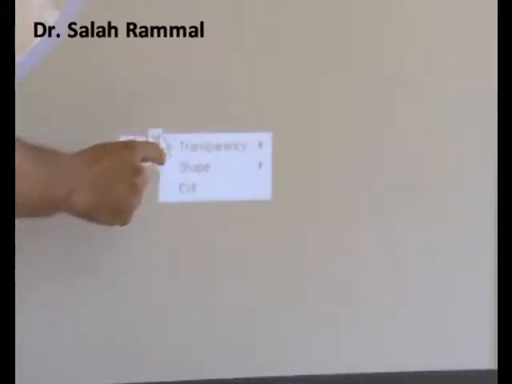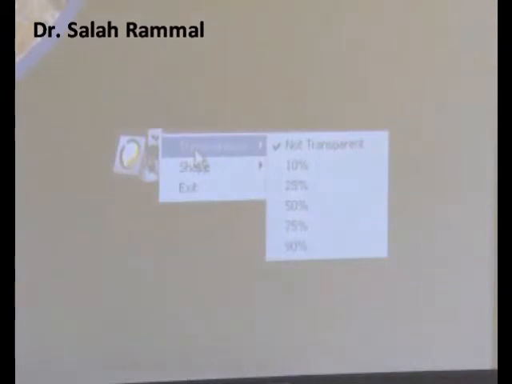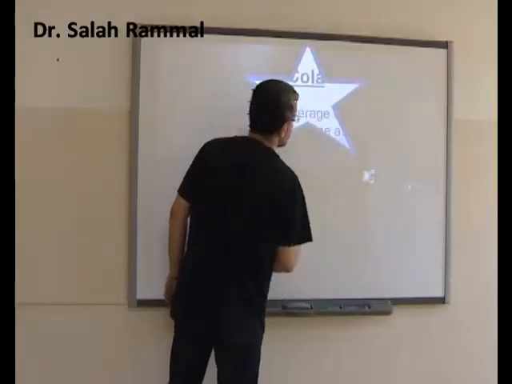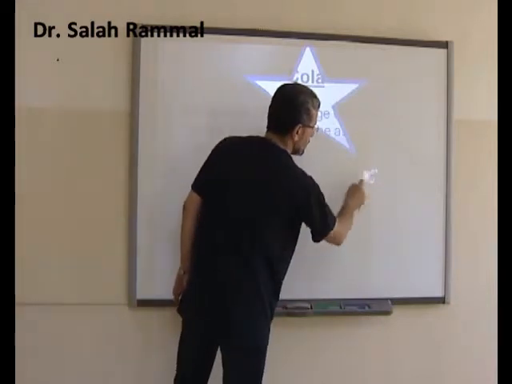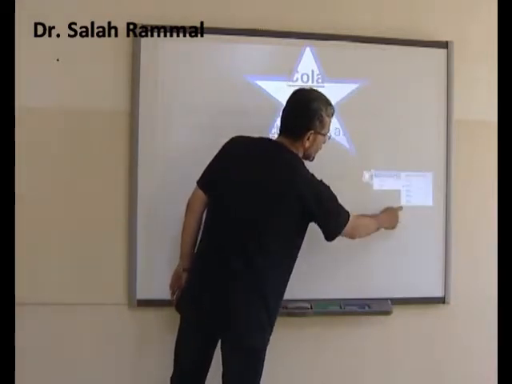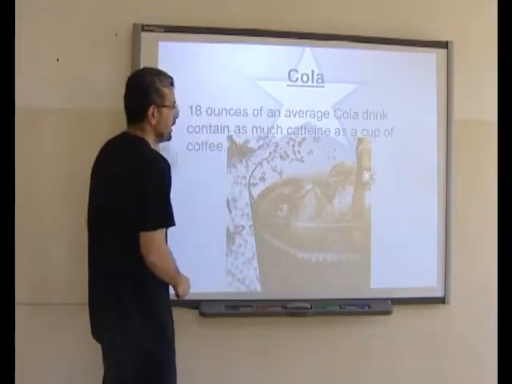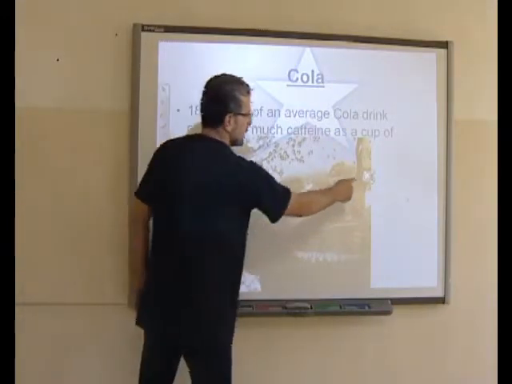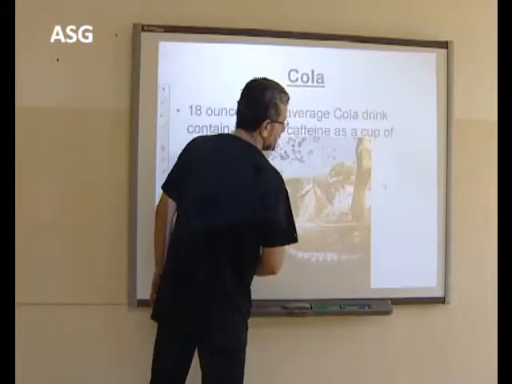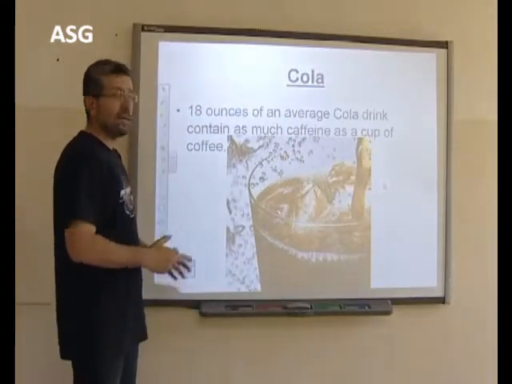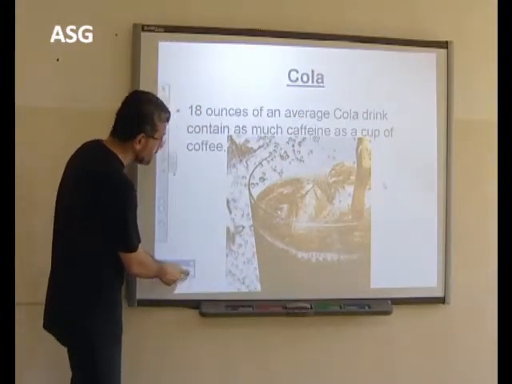And of course, we can control the transparency, make it 25%, for example. And of course, you can see, let's make it more clear, transparency 75. Again, you can see the whole slide. To exit from it, you can just click on exit. Now, let's go to another slide.